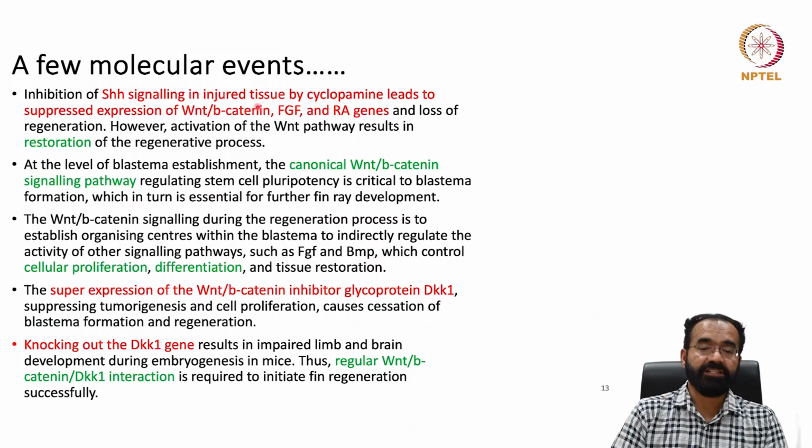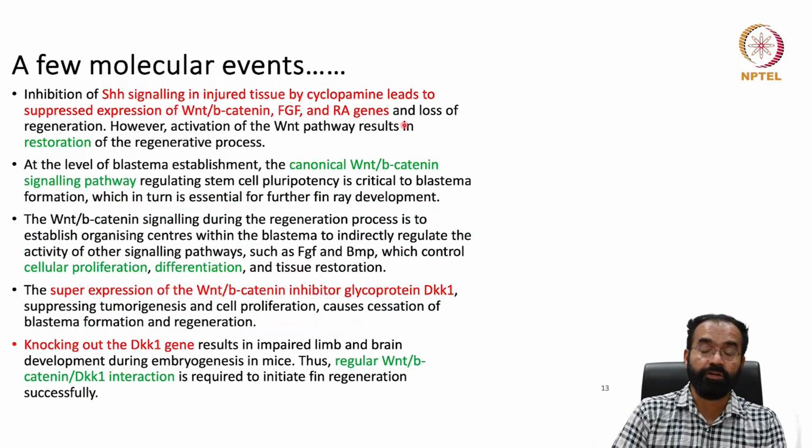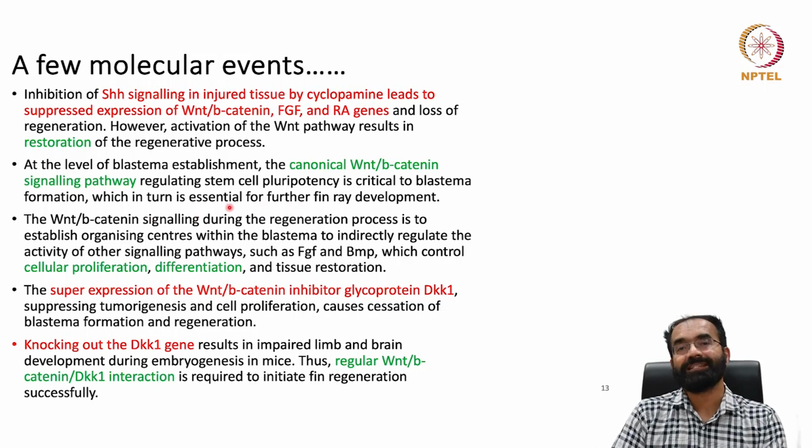Inhibition of SHH signaling in the injured tissue by cyclopamine leads to the suppression of Wnt, beta-catenin, FGF and retinoic acid genes and loss of regeneration. However, activation of the Wnt pathway results in the restoration of the regenerative processes. At the level of blastema establishment, the canonical Wnt beta-catenin signaling pathway regulating stem cell pluripotency is critical to blastema formation, which in turn is essential for fin ray development.